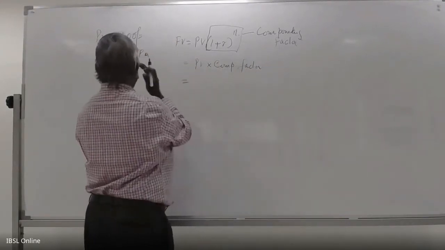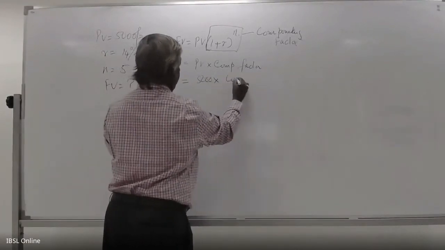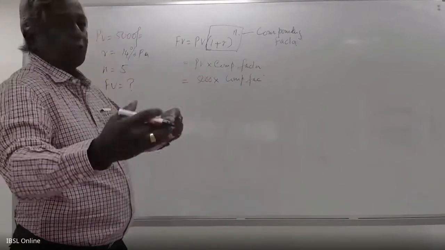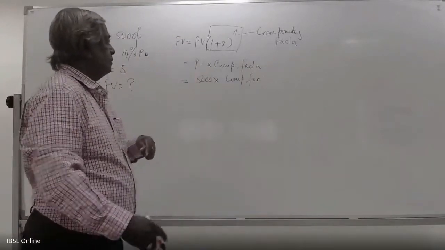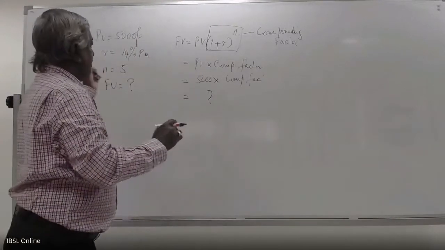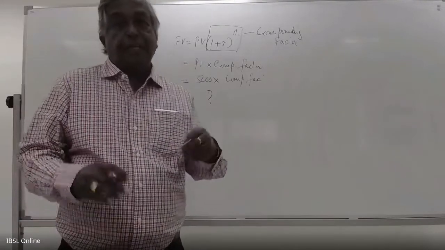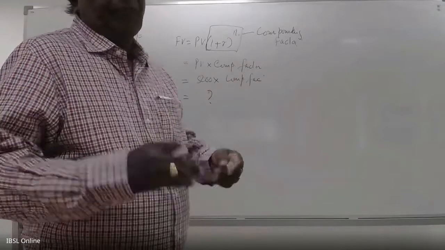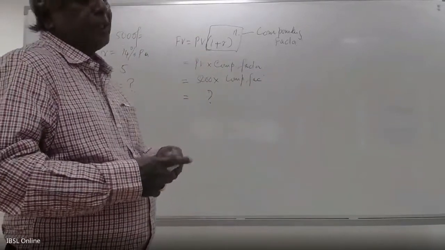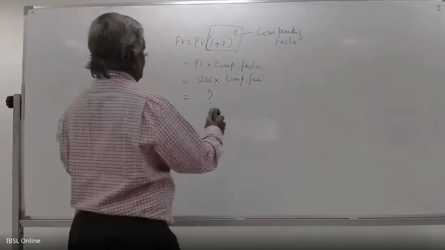That is, PV is equal to 5,000 into the compounding factor. From the compounding table, you take the compounding factor and multiply by 5,000. That is going to be the future value of the present value of 5,000 rupees by using the compounding table. Okay. But what if you don't have the compounding factor? So what can we do?